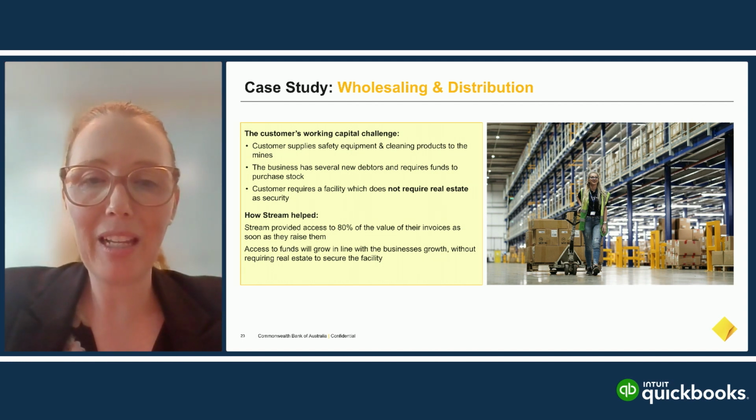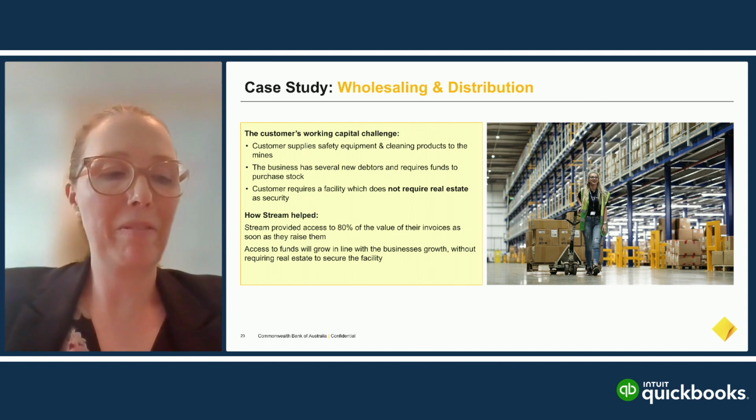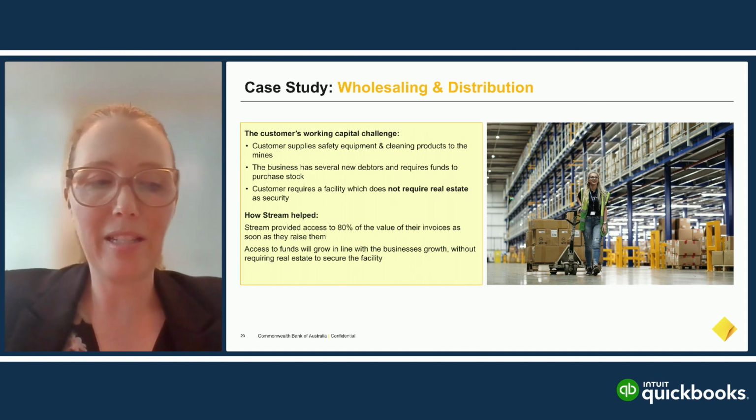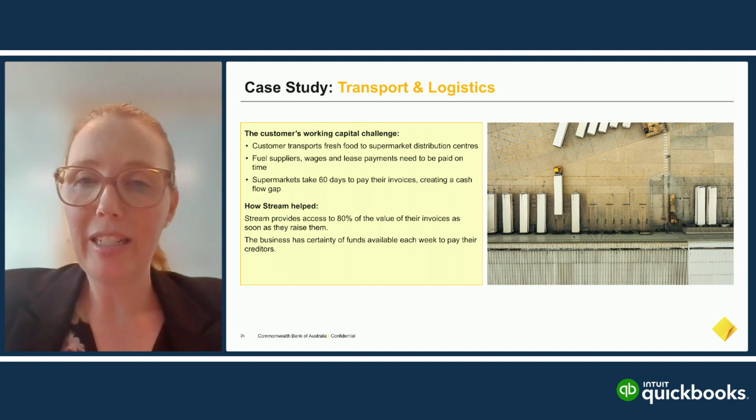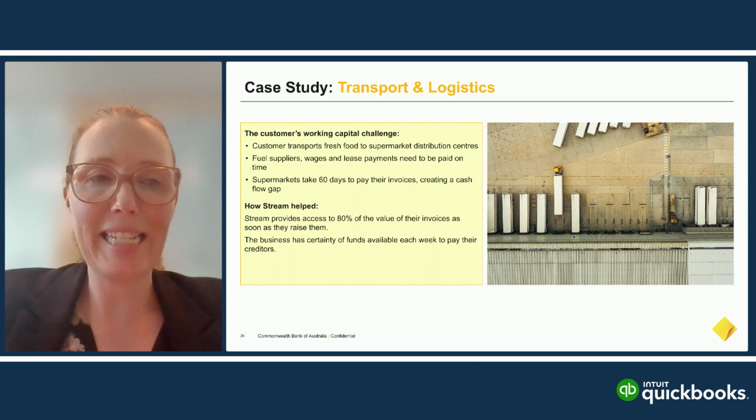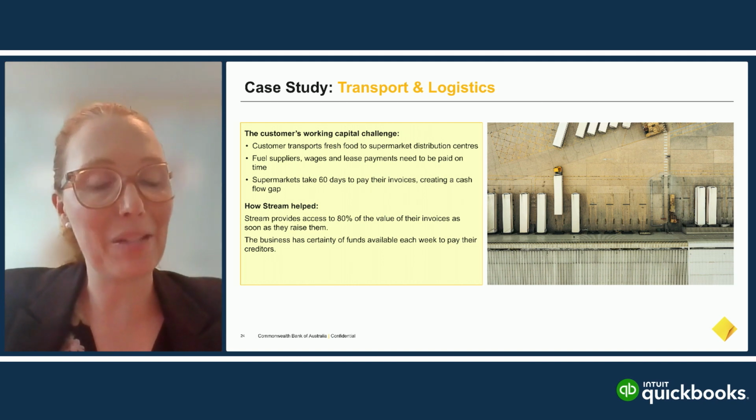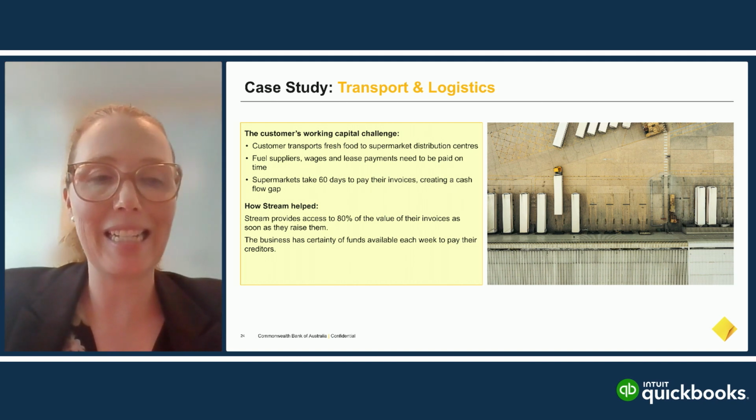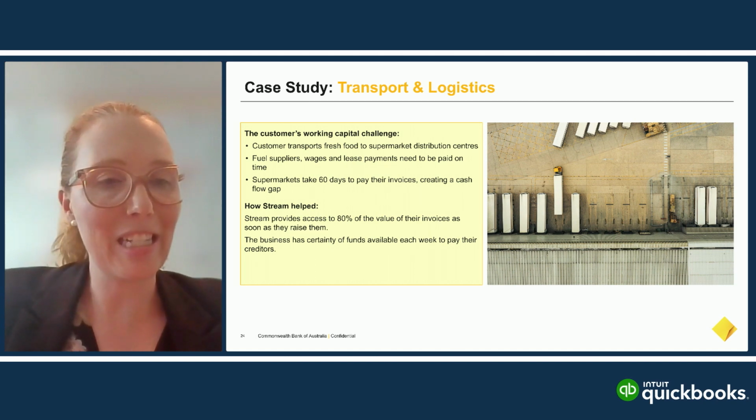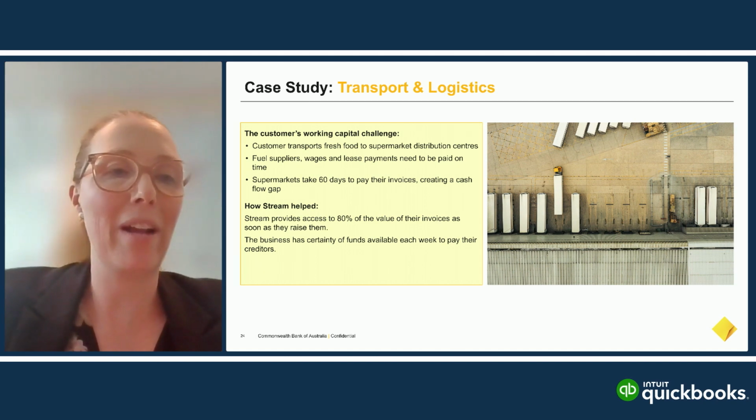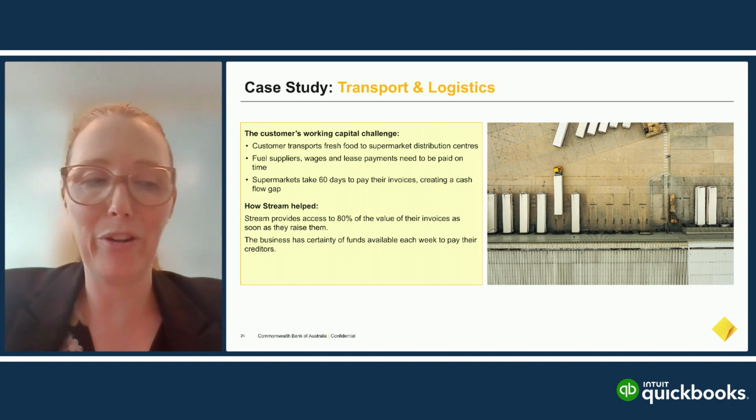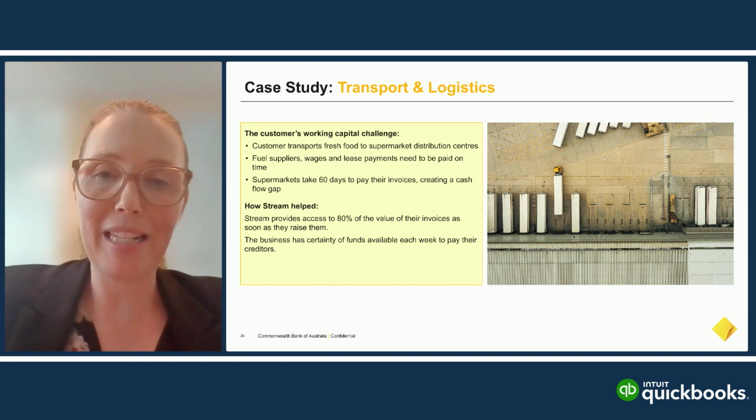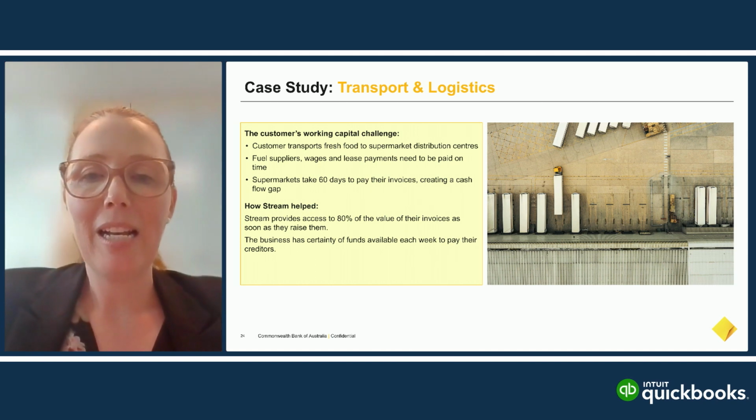The last one I wanted to talk to, just before we go to our video, is a transport and logistics example. The customer transports fresh fruit to supermarket distribution centres. And I'm sure you can appreciate some of these facilities were set up during COVID and have been running since then, and some of those shortages that you might have seen or heard during that process around recruitment, etc. This is another great example in terms of distribution of food where we could really step in and support our customers in that time.